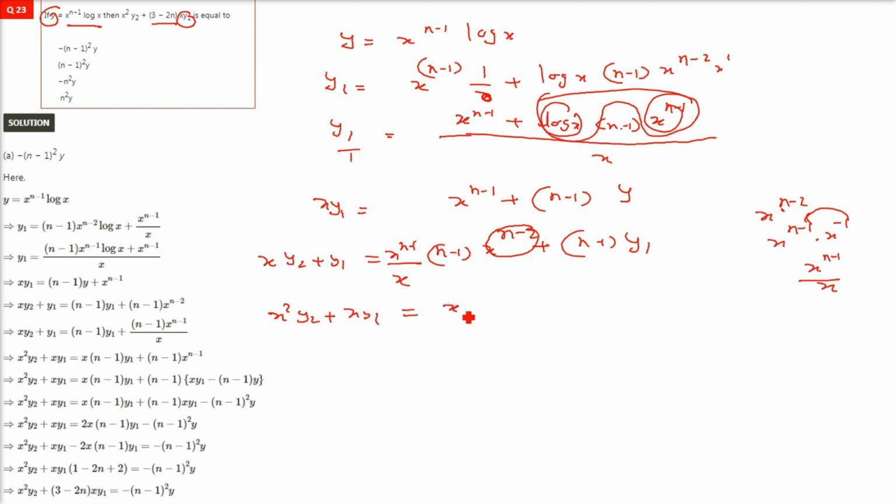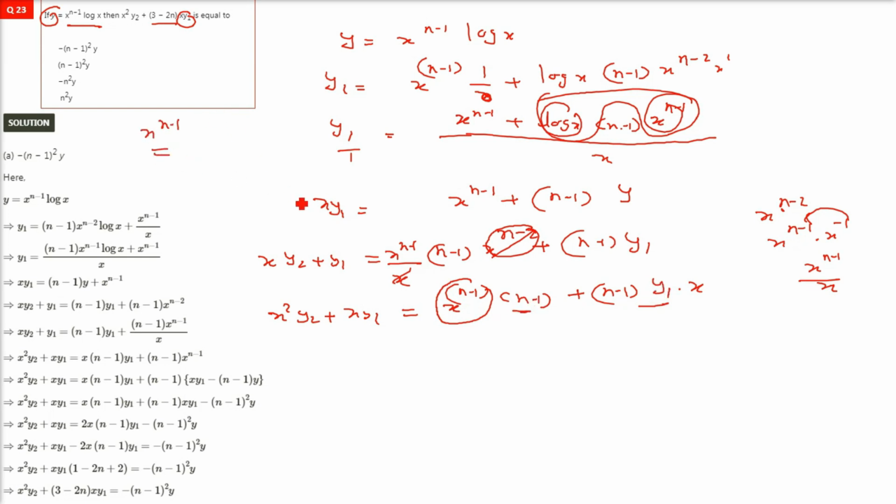x square y2 plus x y1 is equal to x to the power n minus 1, and this x will go. This is n minus 1 into y1 into x, because we have multiplied it by x. So we got x raised n minus 1, n minus 1 into y1 dot x. So x raised n minus 1. We have to replace it because there is no x raised n minus 1 in the final answer.